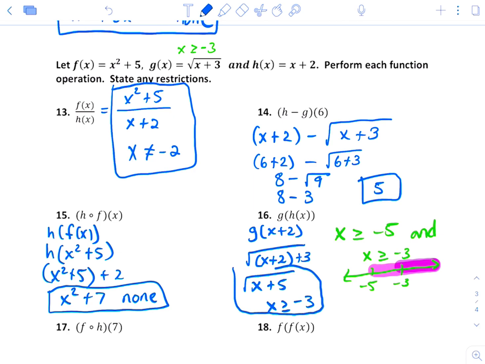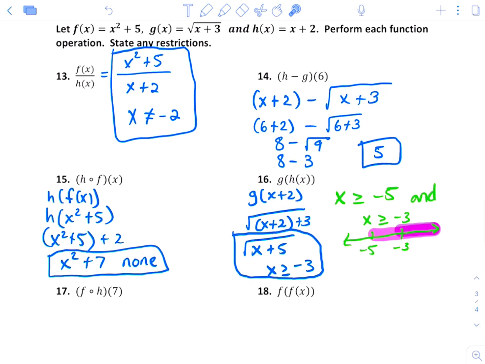So this is where we need to be careful that we are including the restriction from both our simplified answer and if we had a restriction on the original problem. Now, if we had no idea that this was part of our simplification, then we would just have this as our restriction. But because I know where this came from, I have to include that as part of my restriction as well. Okay.